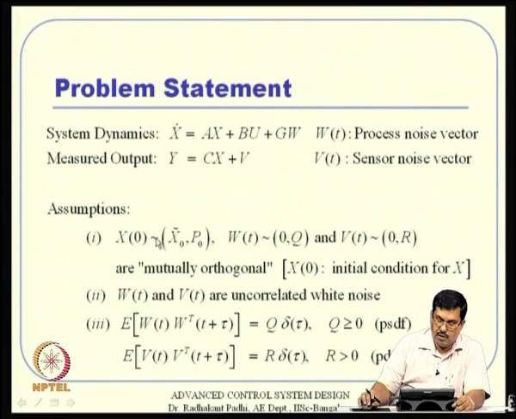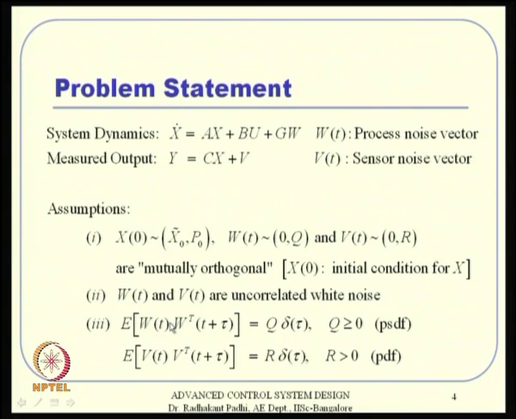So, that means x of 0, the initial condition, has mean value x tilde 0 and the covariance matrix is P naught. Similarly, w(t), which is the process noise, has 0 mean and Q as its covariance matrix. What is the covariance matrix, by the way? This is all given here. The expected value of w times w transpose is Q if tau is equal to 0. If tau is not 0, then it will be 0, because the delta function is defined like that. So, Q means the expected value of w times w transpose at the same time.